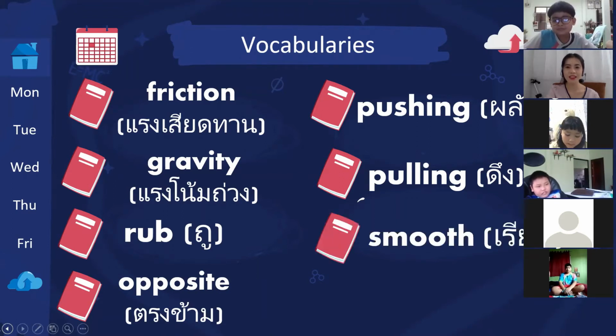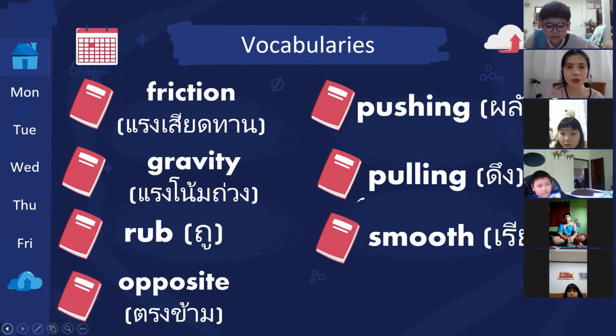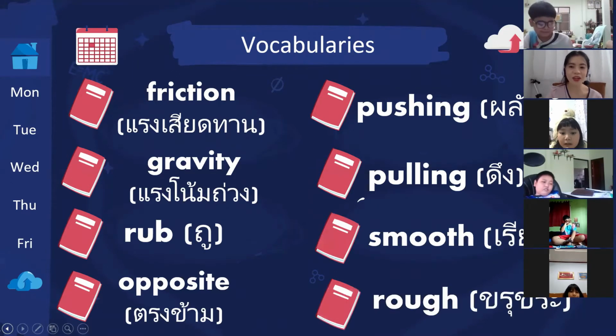Did you get that? Another word is smooth. Again, please. Smooth. Smooth in Thai is เรียบ. And the last word is rough. Rough. Okay, now what we're going to do is to read the English and then the Pasatay.